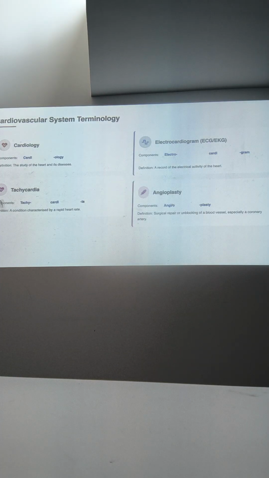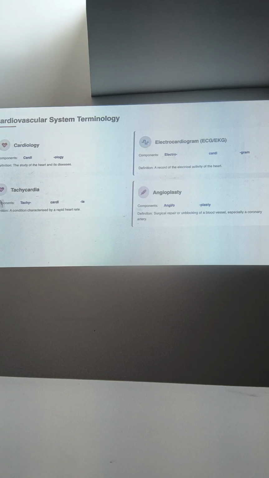Cool. So we're just going to go through some together on the cardiovascular system. Cardiology, we already spoke about it. Cardi is heart, ology is study of the heart and its diseases. Tachy, we said, means really fast. Then cardia is heart, and ia is a condition, characterized by rapid heart rate.